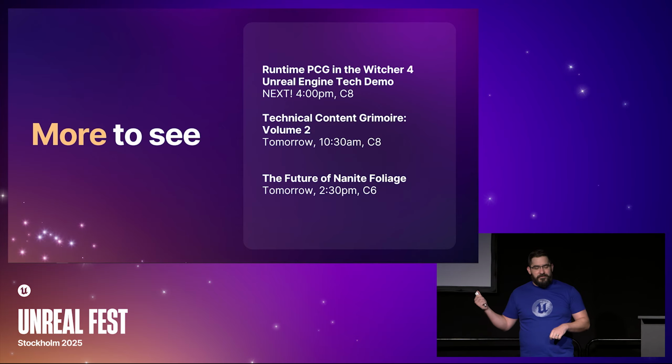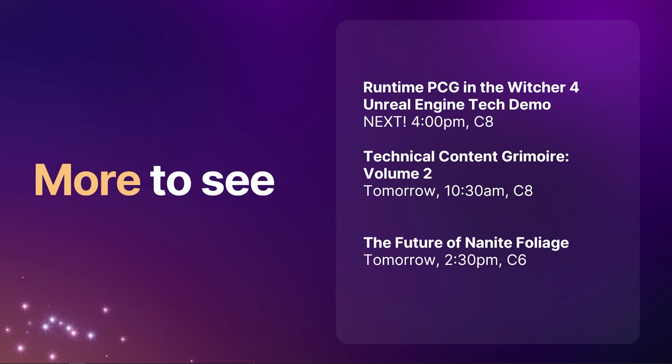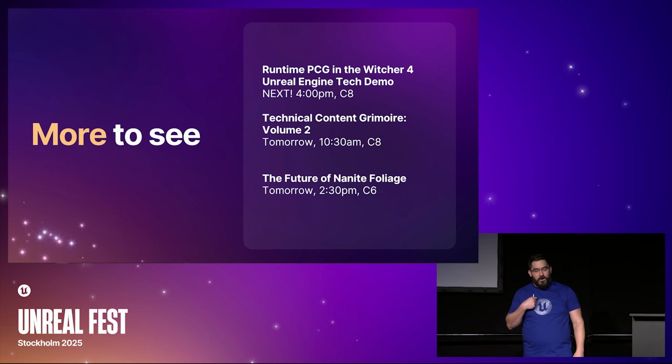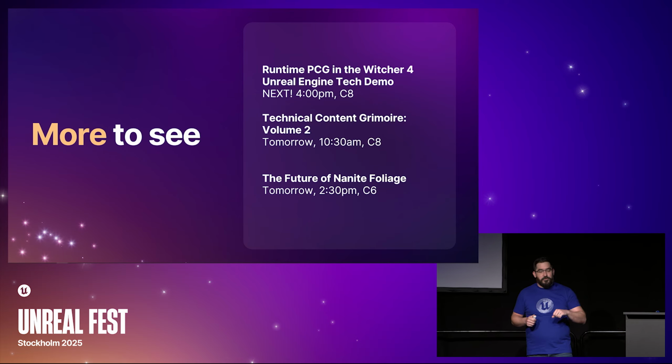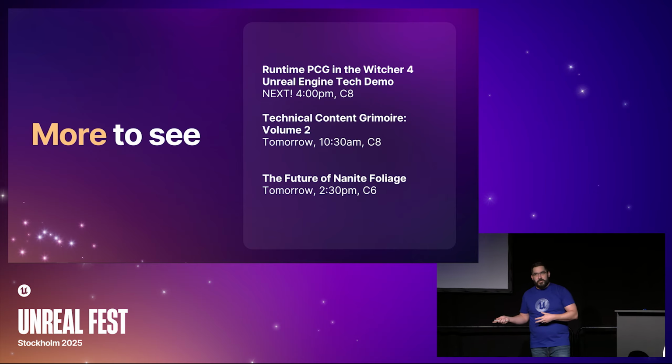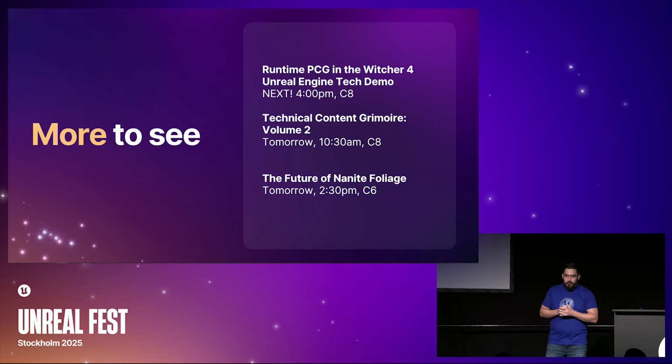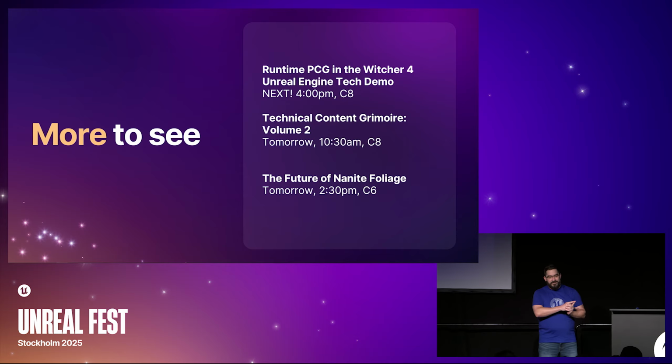And here at Unreal Fest, there is more to see about PCG. So coming up next in room 8, my colleague Hugh is going to talk about the runtime PCG we used in the Witcher 4 Unreal Engine tech demo. My buddy Tomislav has some PCG stuff going on in his technical content grimoire. And semi-related to PCG, Simon is going to talk about the future of Nanite foliage in room 6 at 2:30. And of course, we all missed Simon's talk about PCG earlier. But if you have questions about PCG, definitely go talk to Simon.